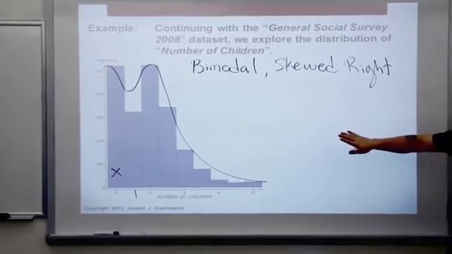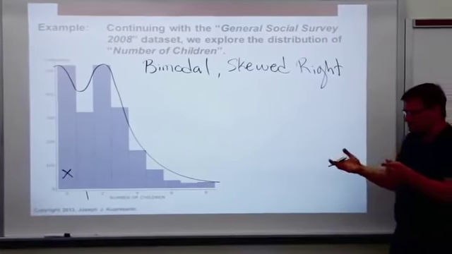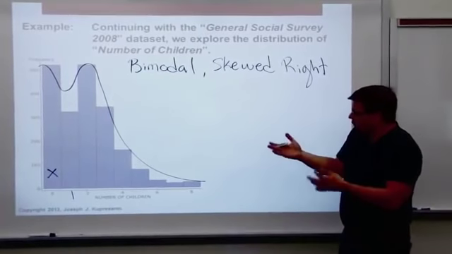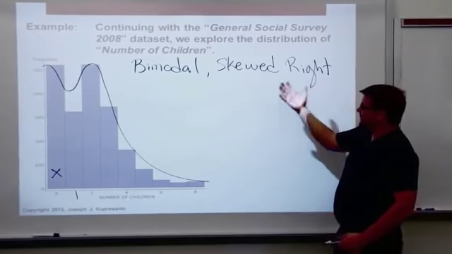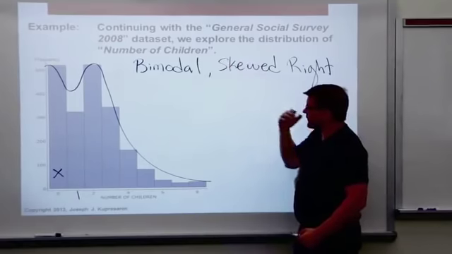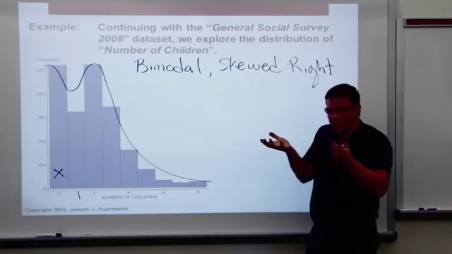When I'm looking at a histogram, I might want to try to pick the center. What value accurately describes the number of children a typical person might have, or the middle value?